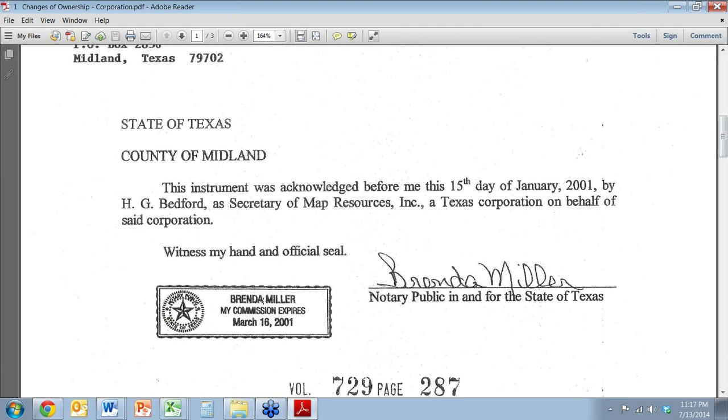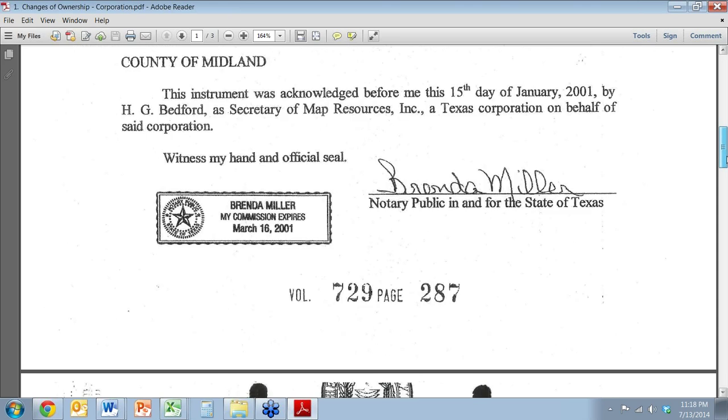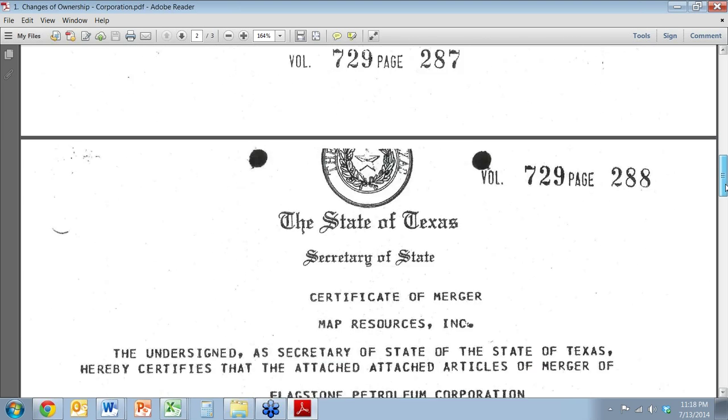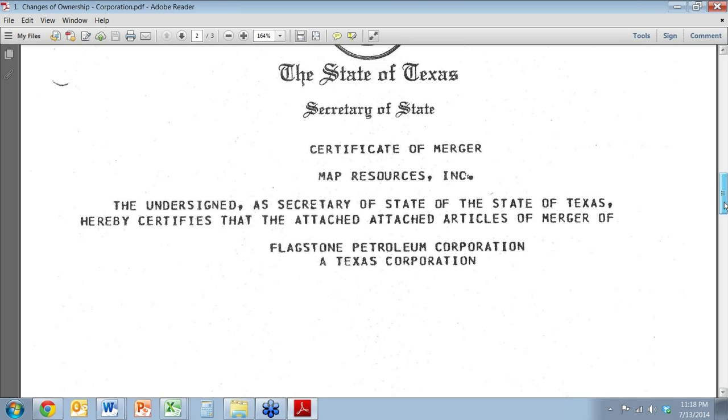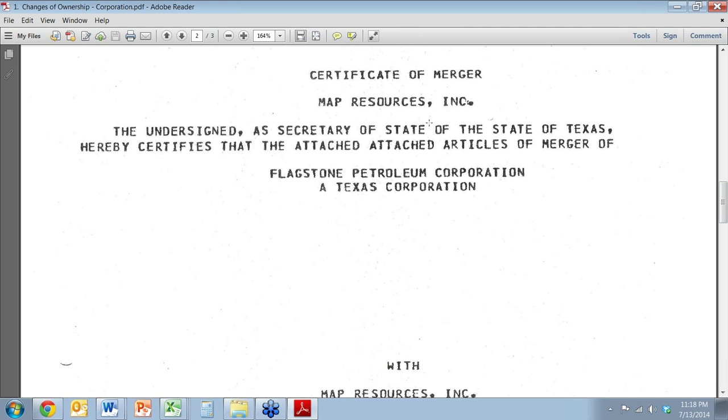Now, I also like to watch, when I look at notarial seals, when they expire. So this is March 16th, 2001. This is January 15th, 2001. So she still had the legal authority to be a notary and to affix the seal. Now, if this had been rendered in April of 2001, now we've got a red flag. Now we've got a cloud on title because her commission expired. She didn't have the legal authority to notarize it. So that's one thing I always look for, whether they have the legal authority and whether their commission has expired.